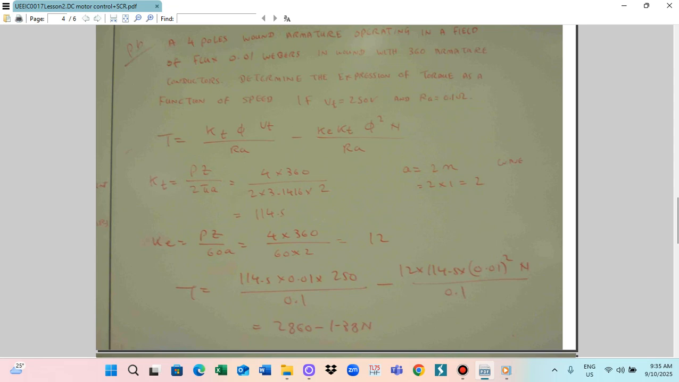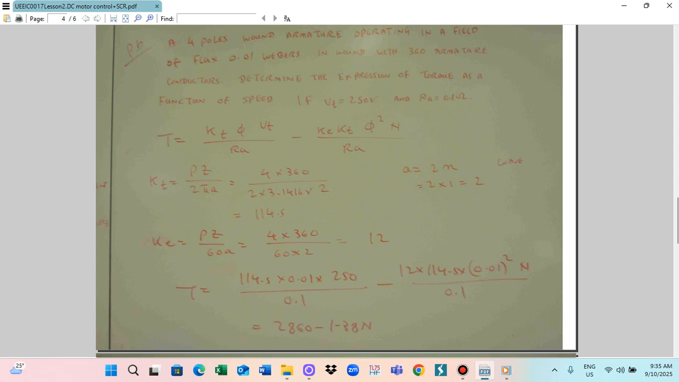PZ by 60 A. So this is 4 into 360 and 60 multiplied by 2. So you get 12. Now you substitute into the formula. KT is already here, 114.5, and the flux is 0.01, and VD 250 volt, resistor RA 0.1, minus the KE is 12 multiplied by 114.5 multiplied by the flux squared, 0.01 squared, into N divided by 0.1. So that will be 2860 minus 1.38N.